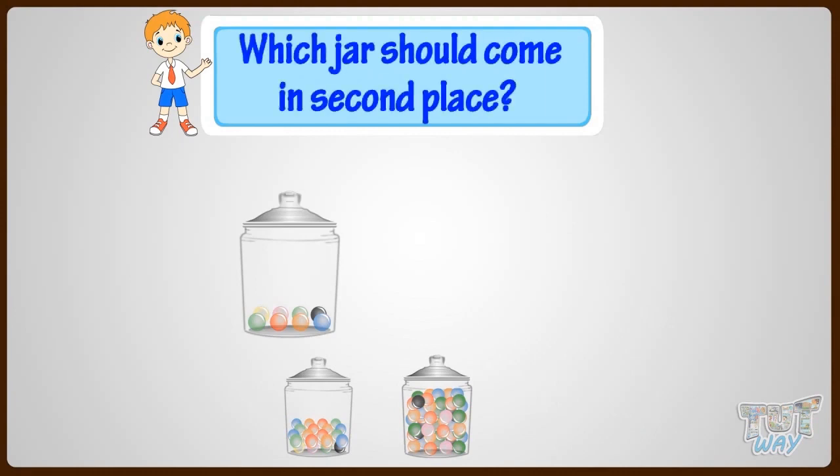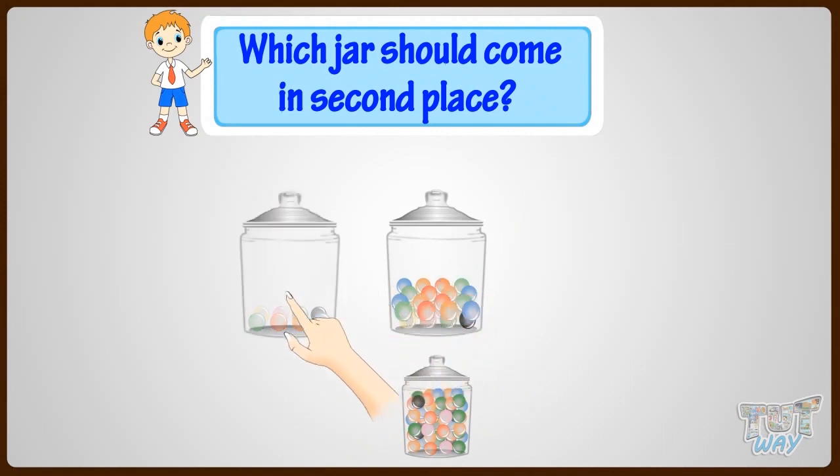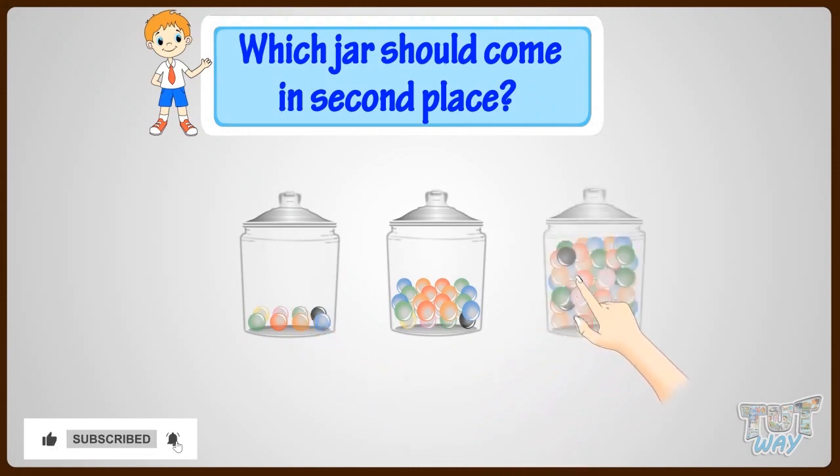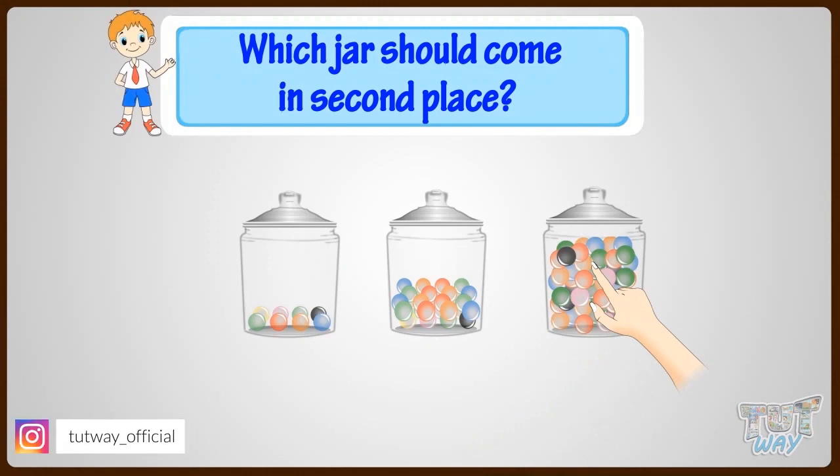Now, which jar should come in second place? This one? Yeah! This jar contains more candies than the jar with the least number of candies. Now, which jar will come last? This jar, as this jar contains the most candies. Yeah! I have arranged my jars from least to most number of candies.